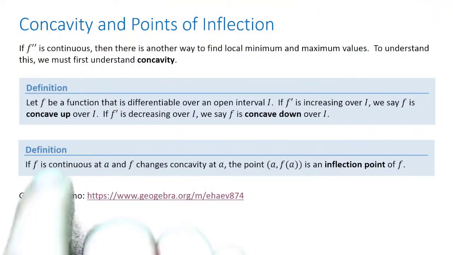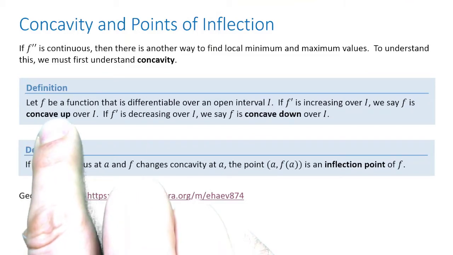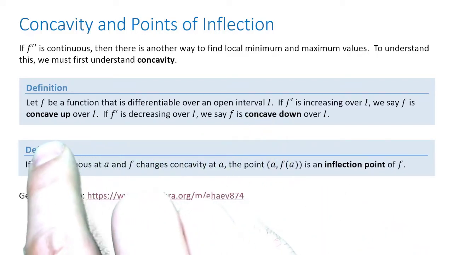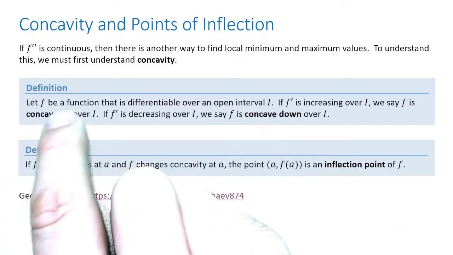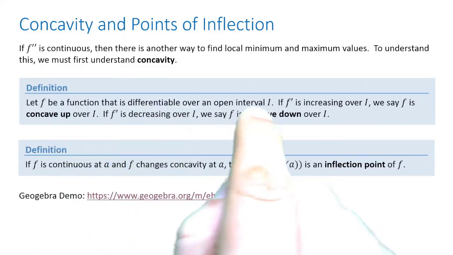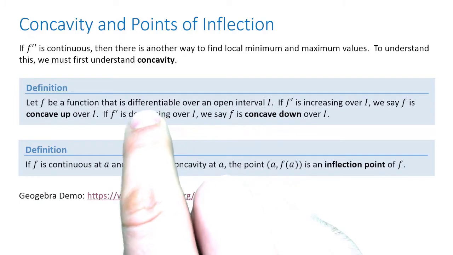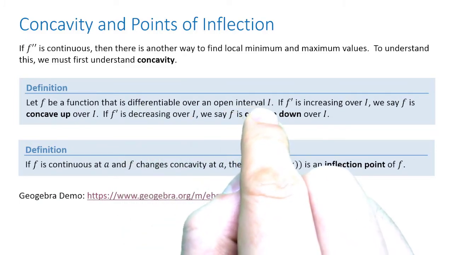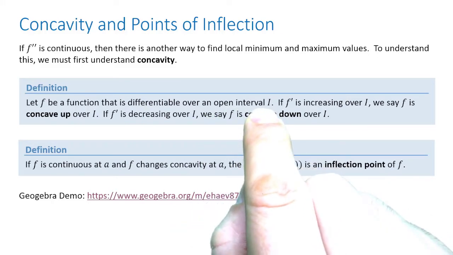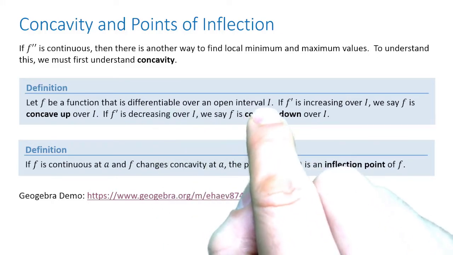All right, so here we have the definition of concavity. A function can have two types of concavity. It can be concave up or it can be concave down. So let's read what the definition says. It says, let f be a function that is differentiable over an open interval I. All right, so differentiable means you can compute its derivative at every number in that interval, right? And it's an open interval, so it does not contain its endpoints, okay? So it's differentiable over an open interval I.